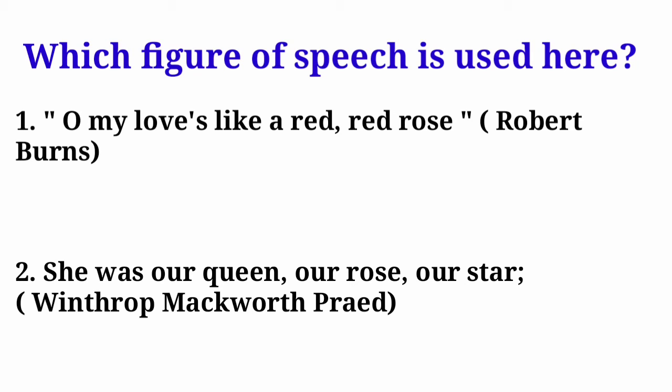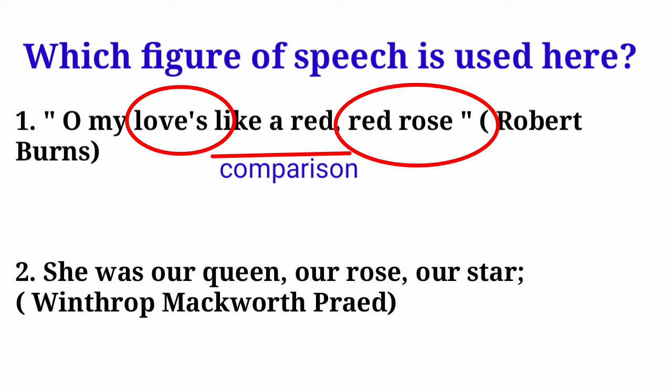Okay, now if we take this example from Robert Burns' very popular line, "Oh my love's like a red rose." Here we can clearly see that Robert Burns is comparing his love to a red colored rose. Okay, and the comparison is made by using the word like. That's why this is a simile. We can say that this is a simile because his love and rose are two different things, and there is a likeness, and that is why it is a simile.